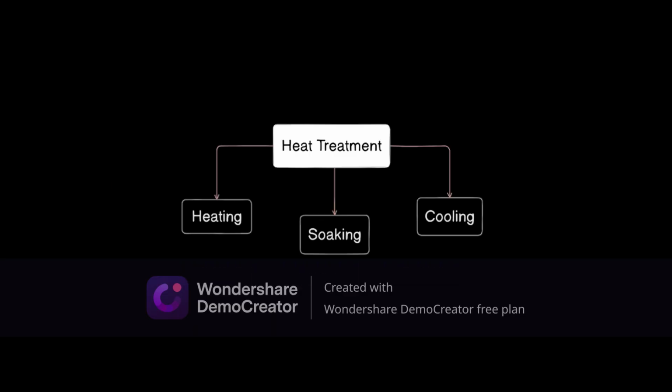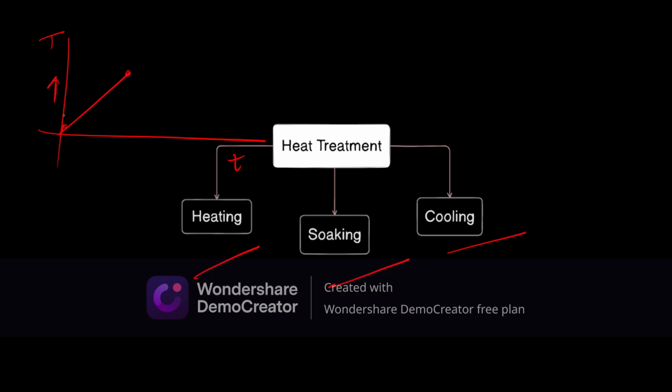Now I'm going to discuss heat treatment. First we need to understand what heat treatment is. Heat treatment is nothing but heating, soaking and cooling. This is a temperature versus time heat cycle. First we heat the material to a certain temperature by increasing the temperature. As you can see, we are increasing the temperature linearly. Then we soak this material for some time at the same temperature. So temperature is the same, but time is increasing. You can see the x-axis is time, the y-axis is temperature. Time is increasing and then we cool it. This is known as cooling.